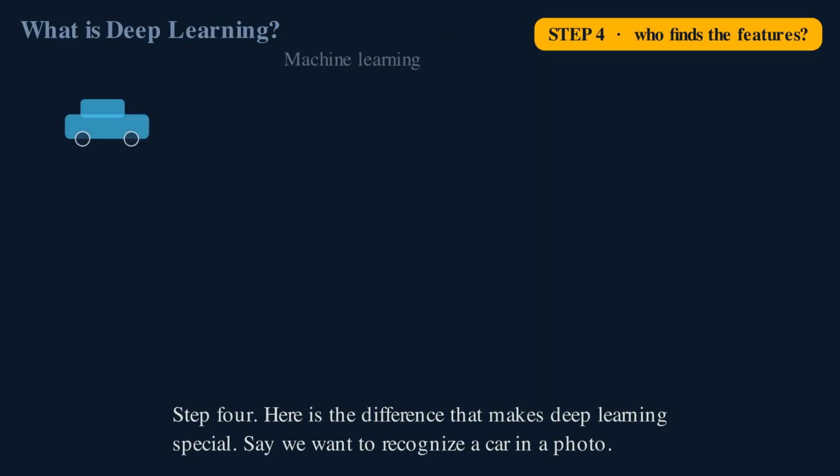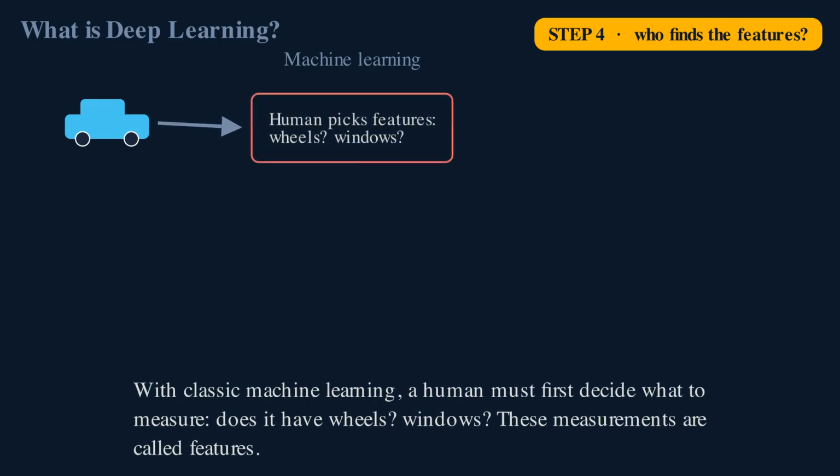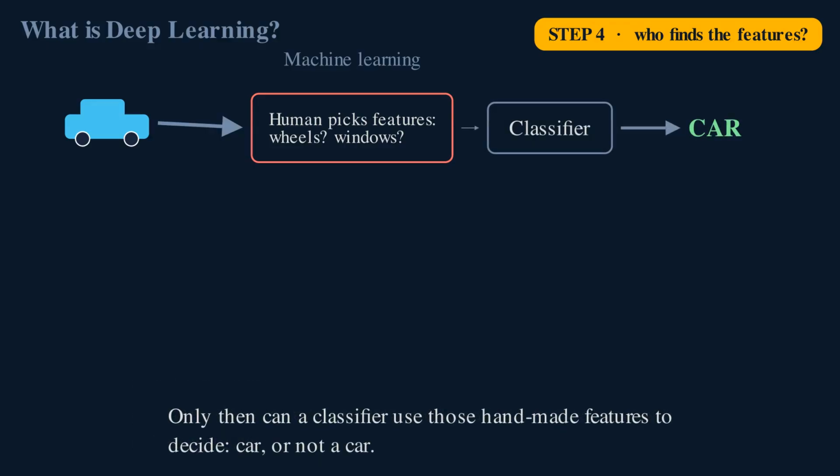Step 4. Here is the difference that makes deep learning special. Say we want to recognize a car in a photo. With classic machine learning, a human must first decide what to measure. Does it have wheels, windows? These measurements are called features. Only then can a classifier use those handmade features to decide, car, or not a car.